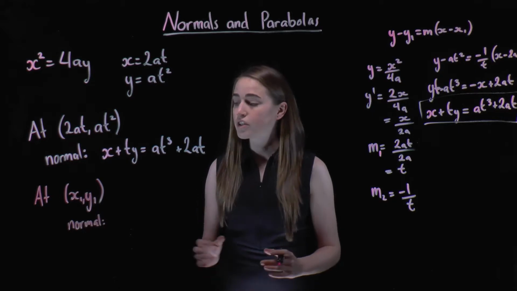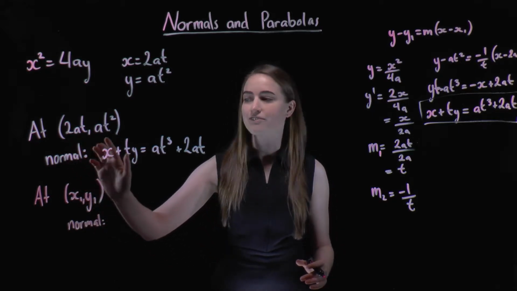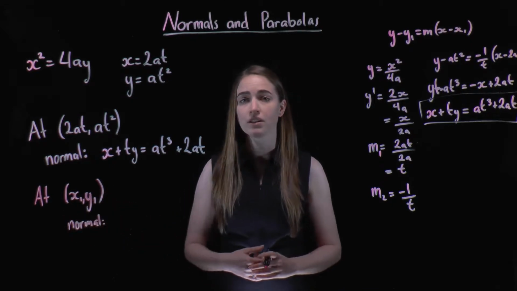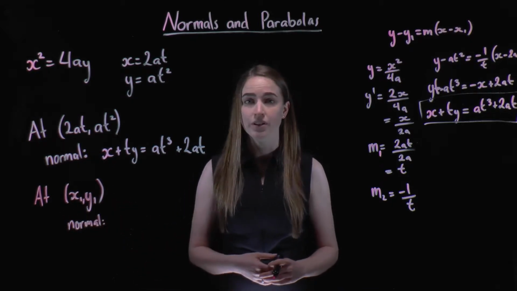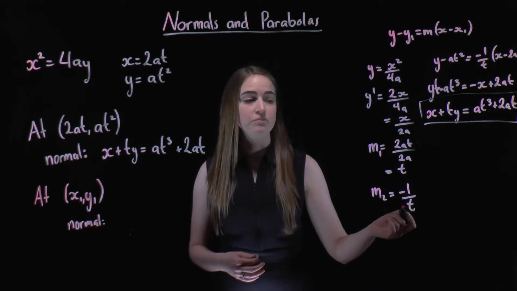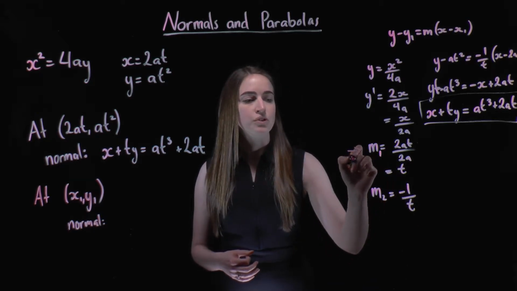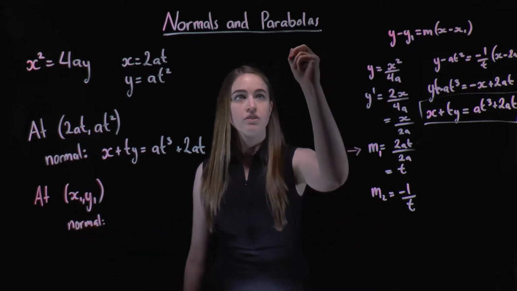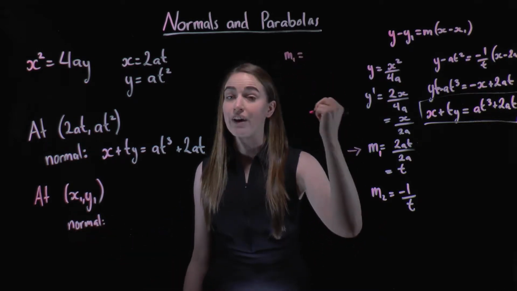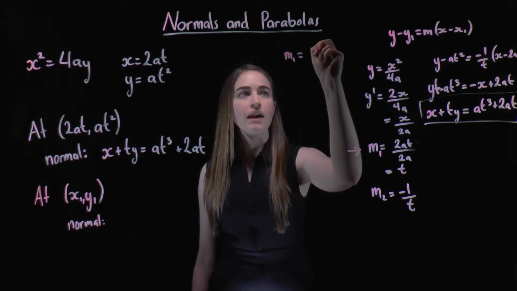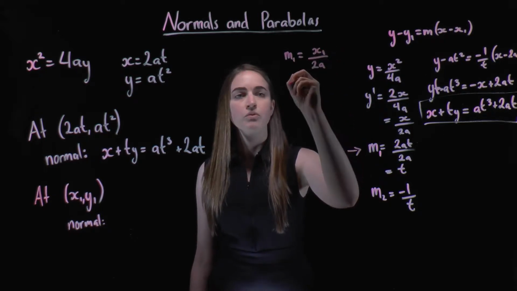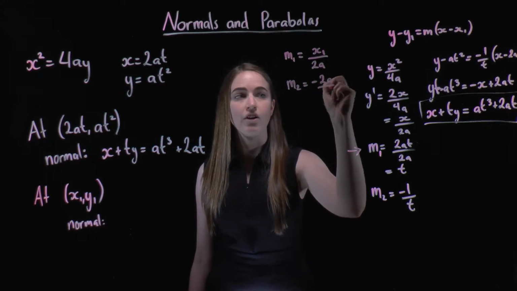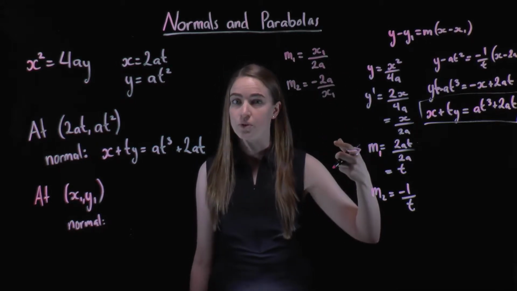All right, now I'm going to have a look at what happens if instead of giving our point in this form, we're just given any point that lies on the parabola, x1, y1, and we want to find the normal at that point. So again, going through that same process, once we get up to here, instead of subbing in 2at, we'll sub in x1. So for us, our m1, the gradient of our tangent, is going to be x1 over 2a, which means that the gradient of our normal is going to be minus 2a over x1, so the negative reciprocal.